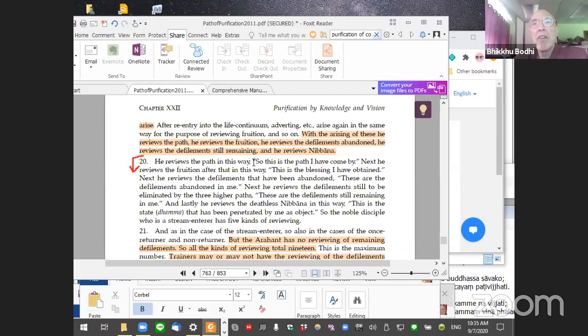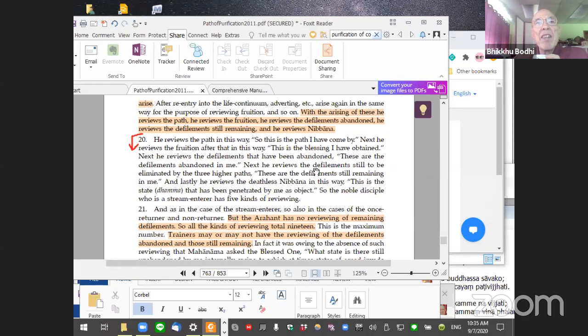So one looks back on the experience one has just undergone, and one considers, this is the path that I have come by. I've gone through those insight knowledges, and then I've come to that world transcending path experience. Then one looks back and considers the fruit. I've just experienced the bliss and peace of that fruit attainment. Then one reviews the defilements that have been abandoned. One considers, I have eliminated such and such defilements. Then one considers the defilements that remain. So I still have to overcome these defilements. And then one reviews nibbana. So that is the deathless state that I penetrated as object in the path and fruit experience.